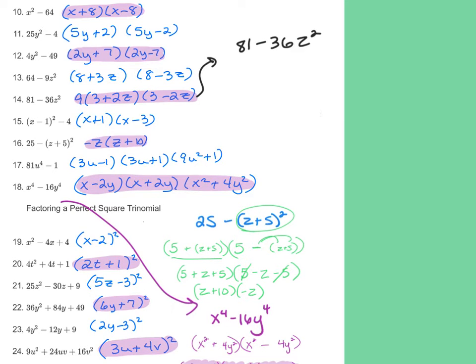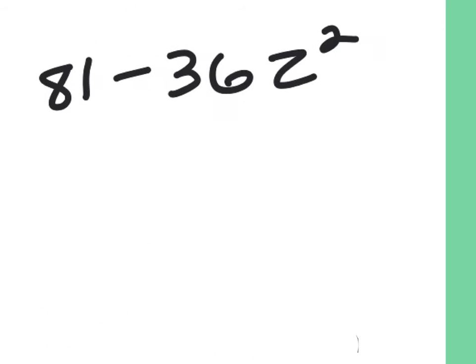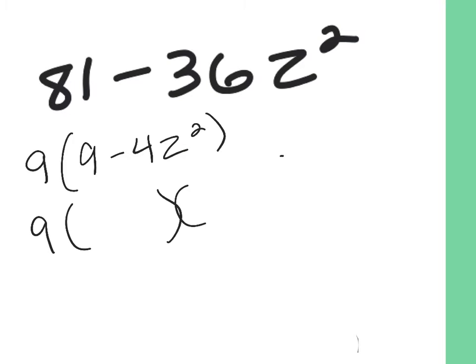Difference of two squares again, right? Except this time you can factor something out. So I can take out a 9, and I get 9 minus 4z squared. Now it's the difference of two squares. 3 and 3, 2z and 2z. One gets a plus and one gets a minus.